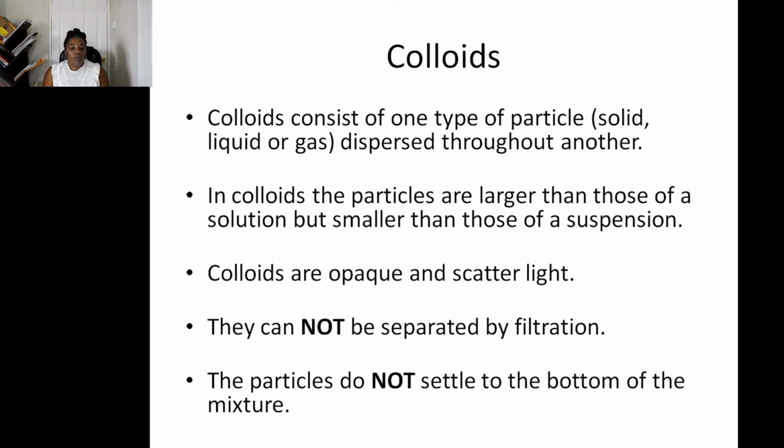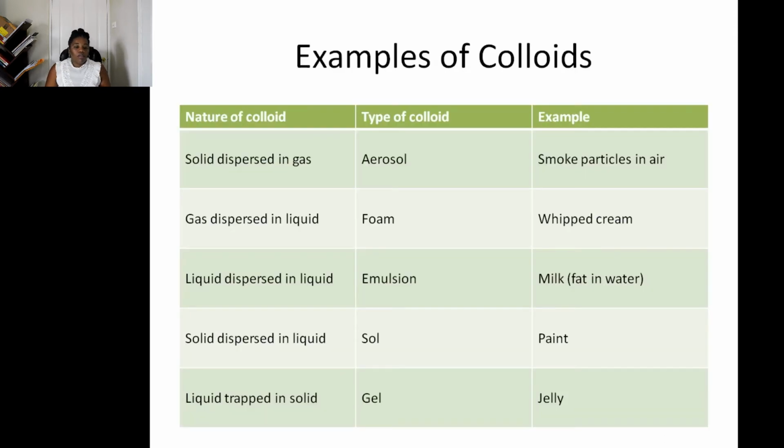Colloids consist of one type of particle, solid, liquid, or gas, dispersed throughout another. In colloids, the particles are larger than those of a solution, but smaller than those of a suspension. Colloids are opaque and scatter light. They cannot be separated by filtration. The particles do not settle to the bottom of the mixture. So here we have some examples of colloids.